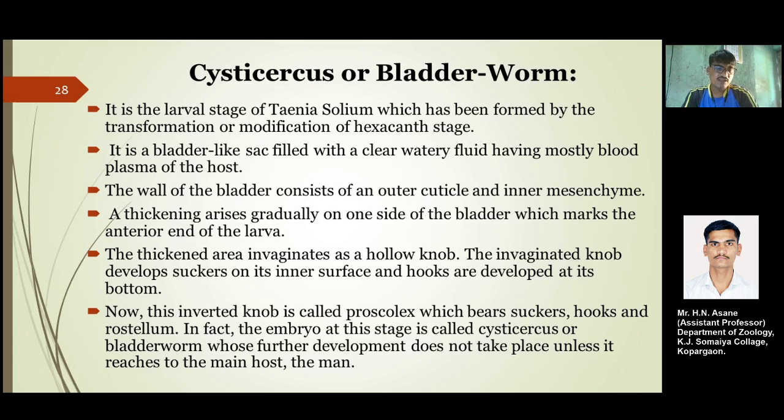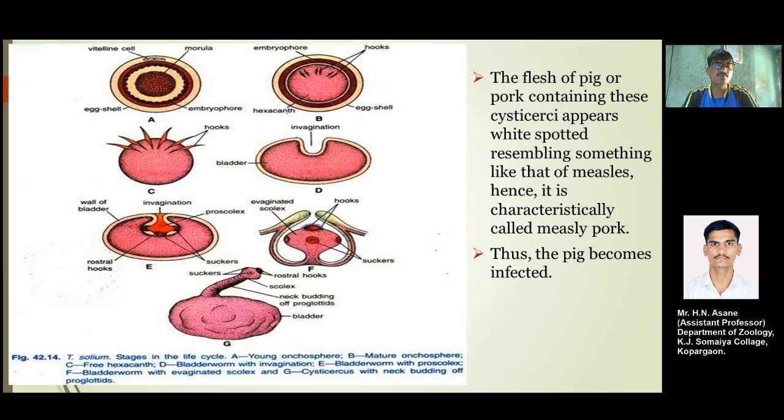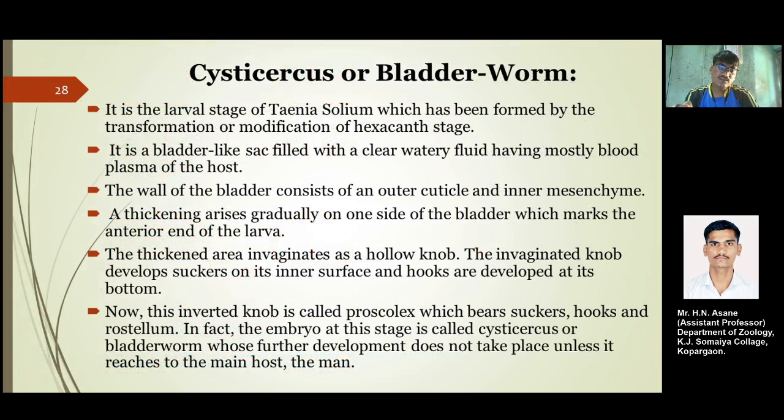Now after the surface hooks are developed, this inverted knob is called the proscolex, as you can see in picture E. That proscolex bears the suckers, hooks and rostellum. And the embryo at this stage is called the cysticercus.